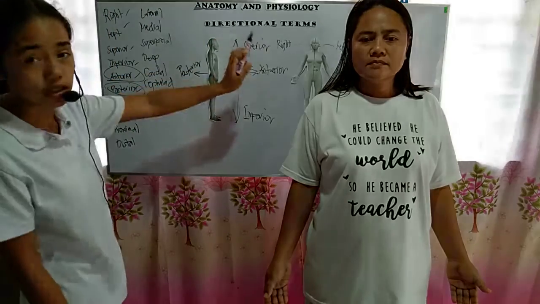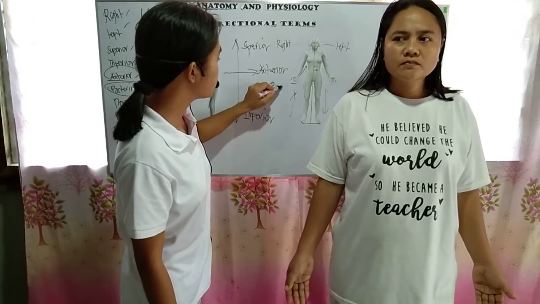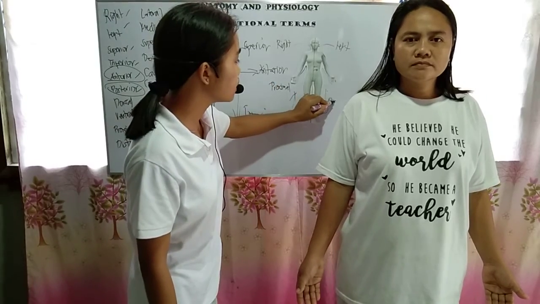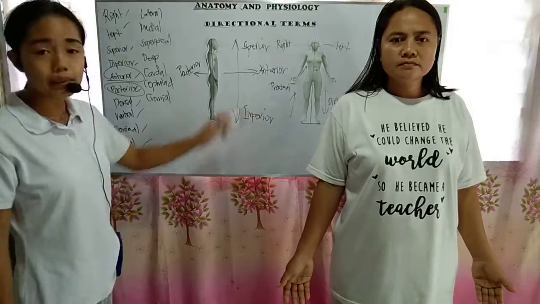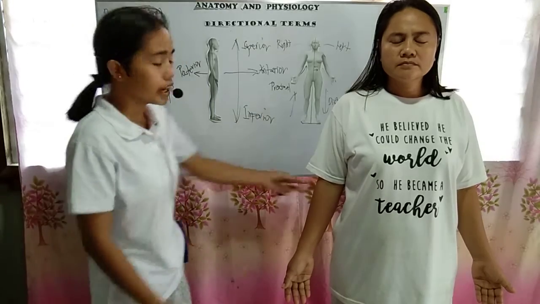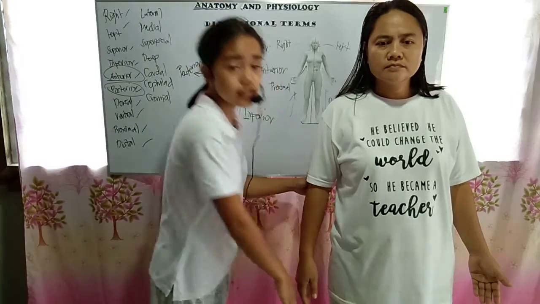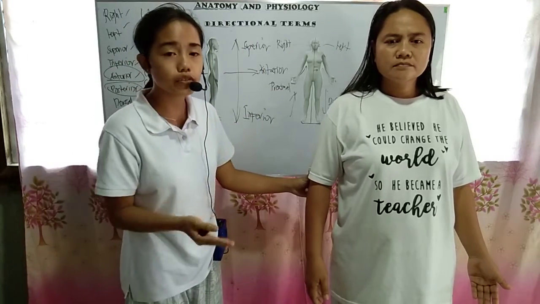So another directional terms is proximal and distal. So this is proximal and distal. Proximal is closer to a point of attachment while distal is farther from a point of attachment. So for example, your elbow is proximal to your wrist. It means that your elbow is closer to the attachment to the wrist. And another example is the knee. The knee is distal to your hips. It means that your knee is farther from the point of attachment to the hips.